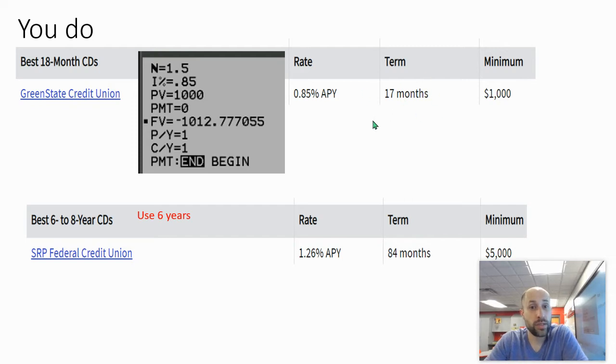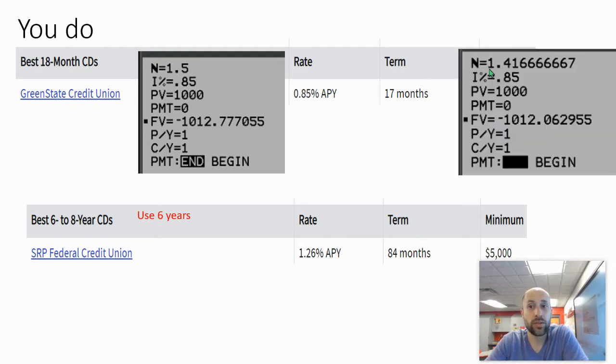So if you used 17 months, your N should have actually been 1.416, repeating. So you have slightly less interest gained because you didn't allow them to borrow your money for one more month. So just about the same amount, but slight difference there. So we earned about $12.06 in interest for that CD.